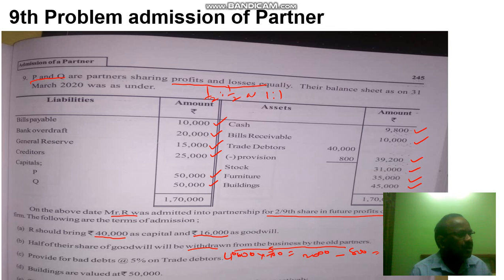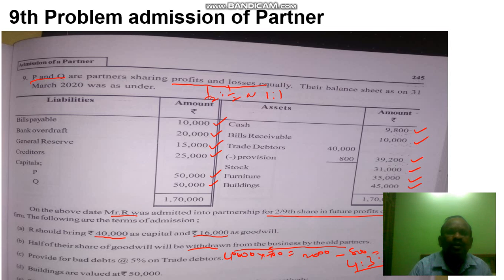In this problem they are giving the new ratio 4:3:2. Already they are giving the new ratio of P, Q, R. After completion of the terms, they will share the profits or losses in 4:3:2. They are asking to prepare all the necessary journal entries, the sacrificing ratio and the remaining aspects.